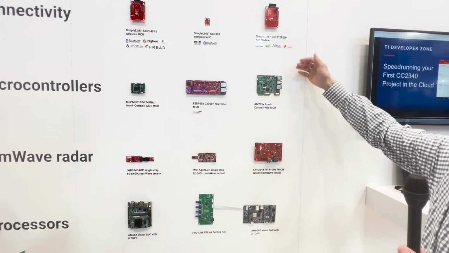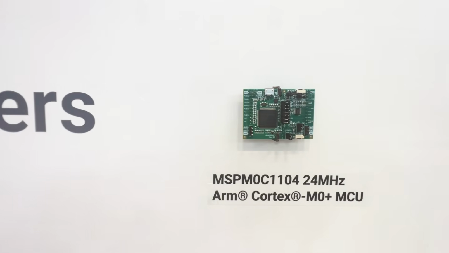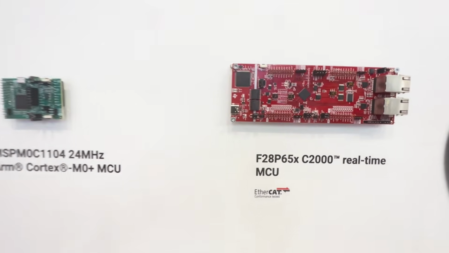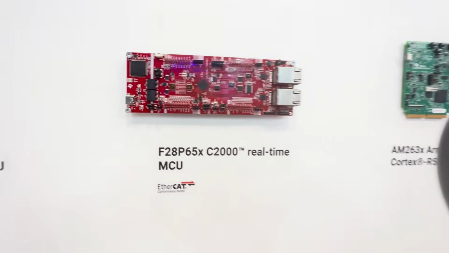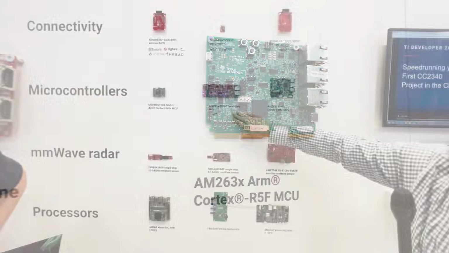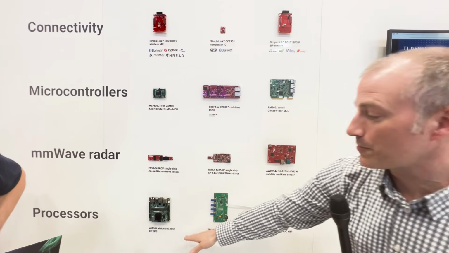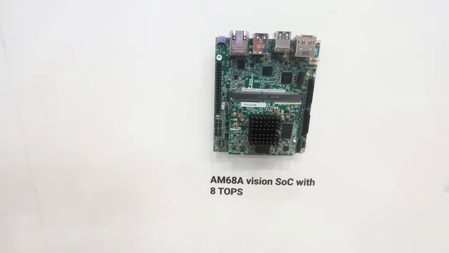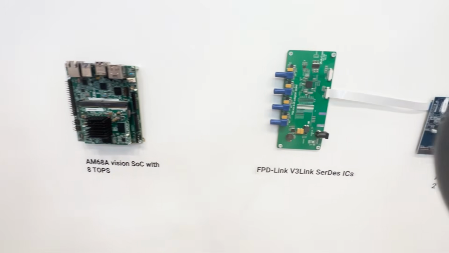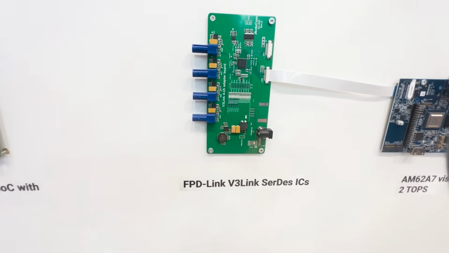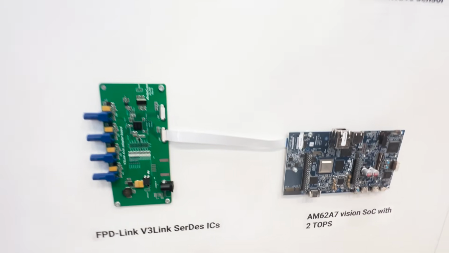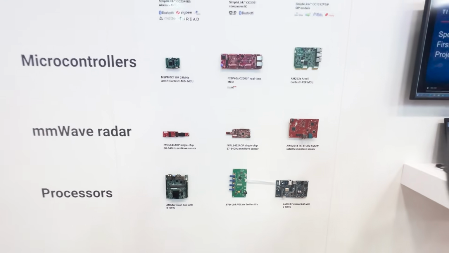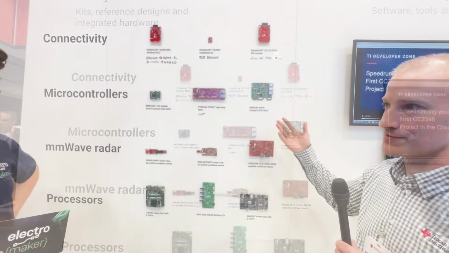If we step up from there, we've got some higher performance microcontrollers, some Cortex R-based microcontrollers here with the 263X, and also our C2000 real-time microcontrollers. And then if we go way up from there, we've got our processors down here. We've got the AM68A and the AM62A, which are analytics-enabled processors, Cortex A-based with Edge AI accelerators built in. And then we also have radar sensors. So we have a very broad portfolio of embedded devices.